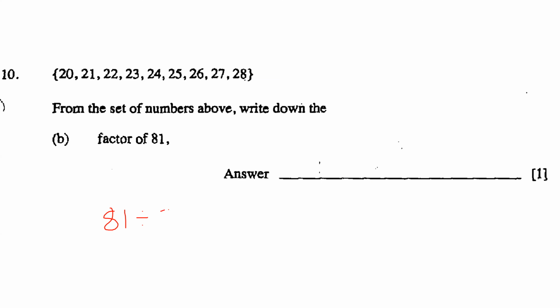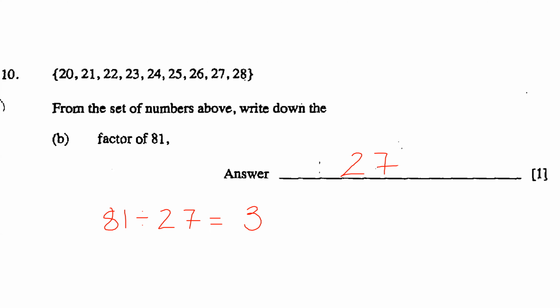27. What is 81 divided by 27? So do that in the calculator. 81 divided by 27. If the answer is a whole number, then that means that 27 is a factor of 81. And that's absolutely true, because 81 divided by 27 is 3. So that means that 3 times 27 is 81, which means that 27 is a factor of 81. So the answer here is 27.